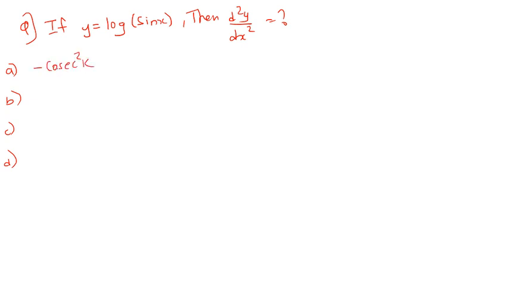Start doing it. I'll be writing the options here. Secant square x, minus cosecant x into cot x, secant x into tan x. So these are the four options. Do it faster, very easy. Just a single term here.